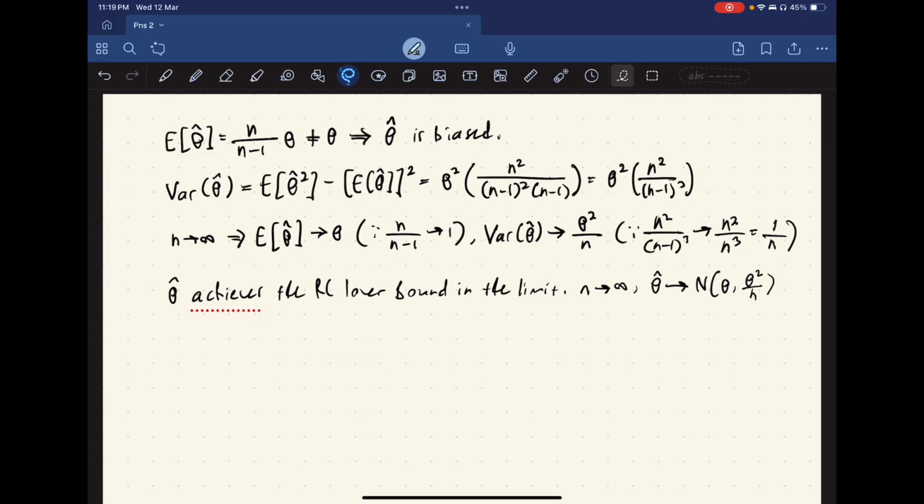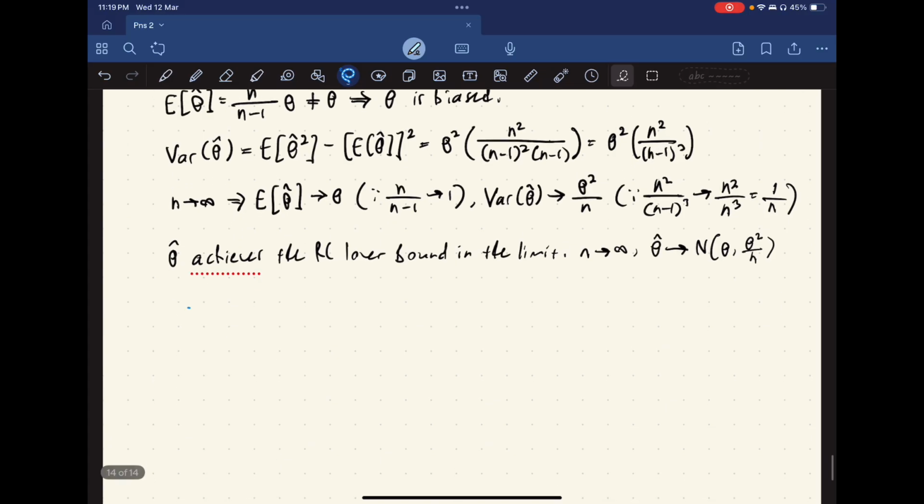Okay, so I want to state the formula. The efficiency of an estimator equals the ratio of the Rao-Cramer lower bound over the variance of Y. Y is your estimator, multiplied by 100.